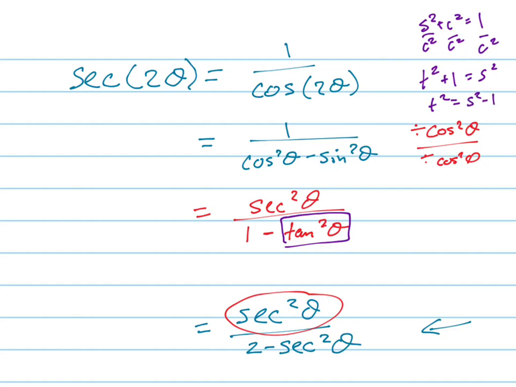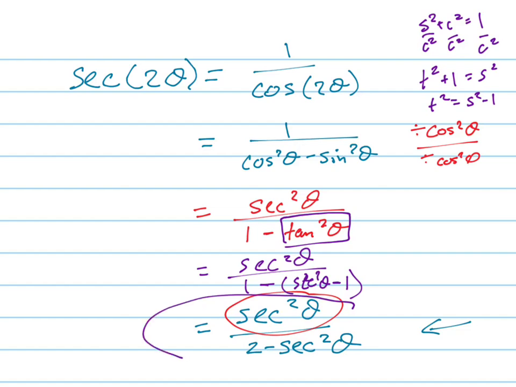So that equals secant squared theta over 1 minus secant squared theta minus 1. And if I distribute those negatives in, I get 2 minus, and there's my answer. Whoops, I don't even have to do that. I can just do this. I can just put a little check mark there.